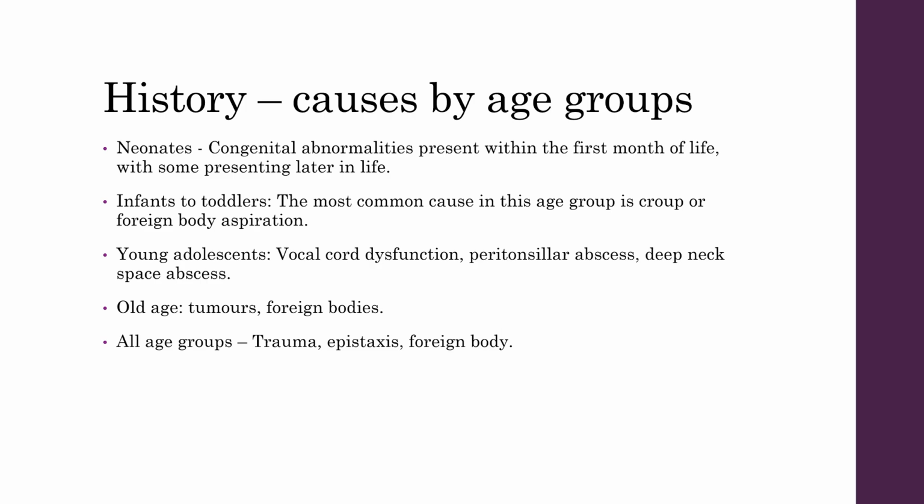History in patients with stridor can be classified according to age groups. In neonates, these are usually congenital abnormalities that present within the first month or so of life. However, some can present further down the line. In infants to toddlers, the most common cause in this age group is croup or inhalation or aspiration of a foreign body. In young adolescents, this includes vocal cord dysfunction, peritonsillar abscess, and deep neck space abscesses. And in old age patients, these are down to either tumours or foreign bodies. But in all age groups, there can be a history of trauma, epistaxis, and foreign body.